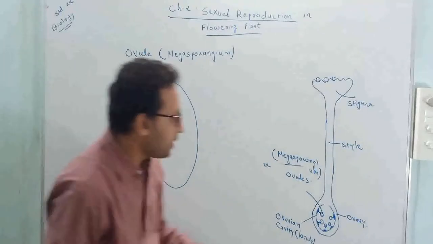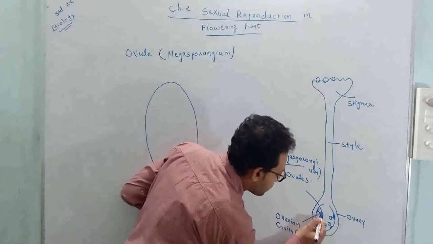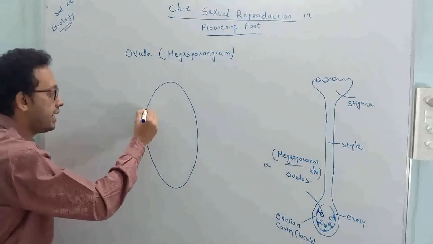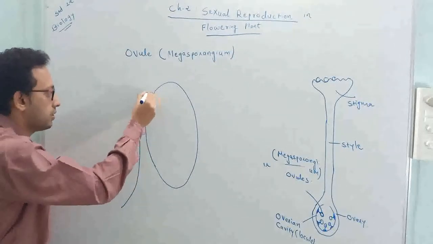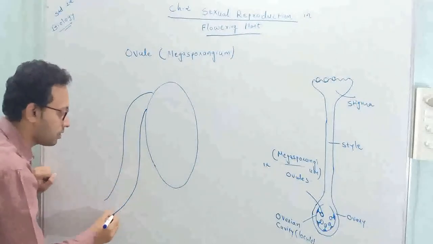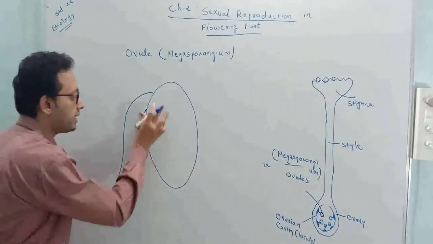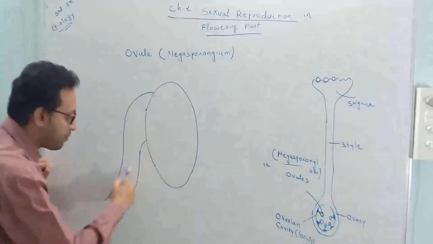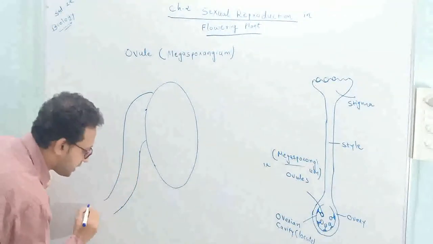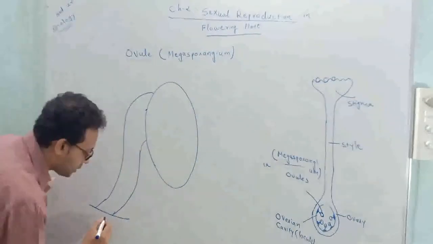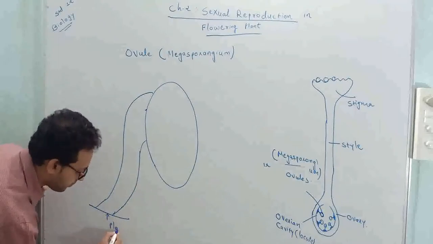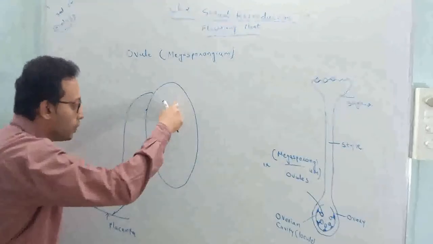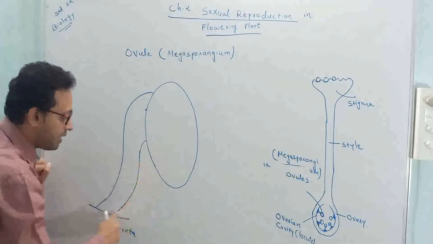Now you know that this ovule is attached to a placenta by a stalk. So I will draw a stalk in an analogy. This is a stalk. By a stalk it is attached. So the stalk-like portion by which it is attached, this is a placenta. Assume that this is a placenta. So this is an ovule. The ovule is attached to a placenta by a stalk.